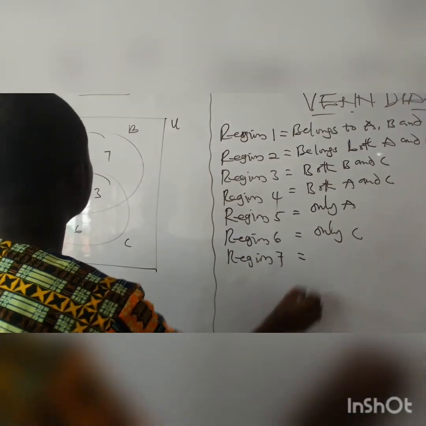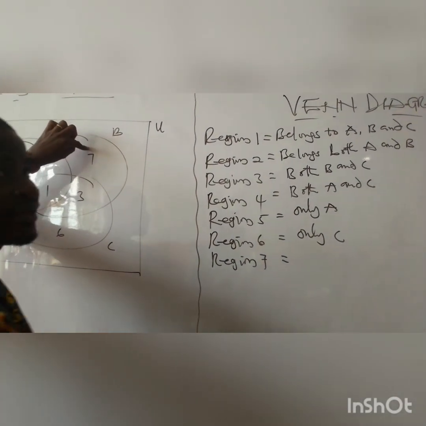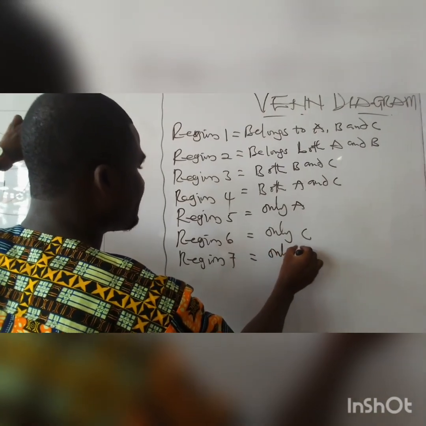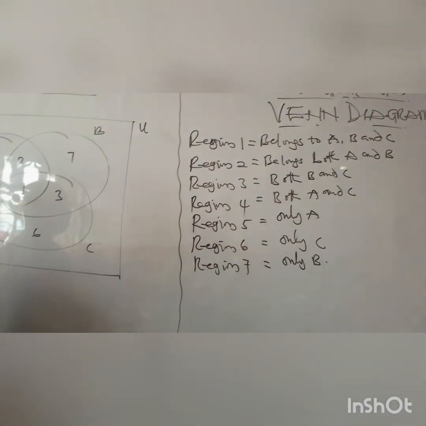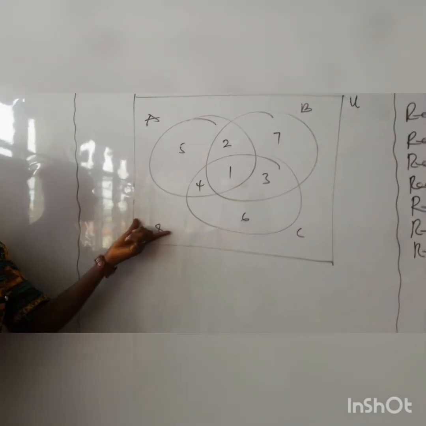Then we come to region 7. Region 7 belongs to only B. Okay. Now we come to region 8.